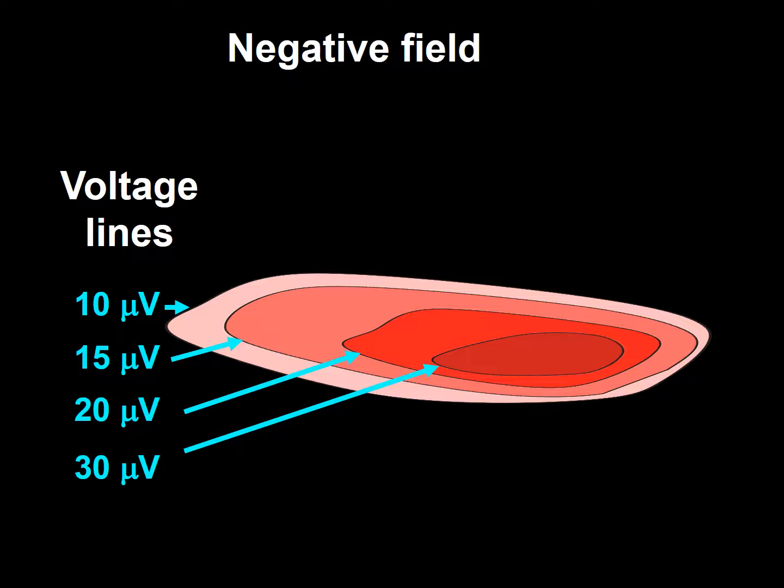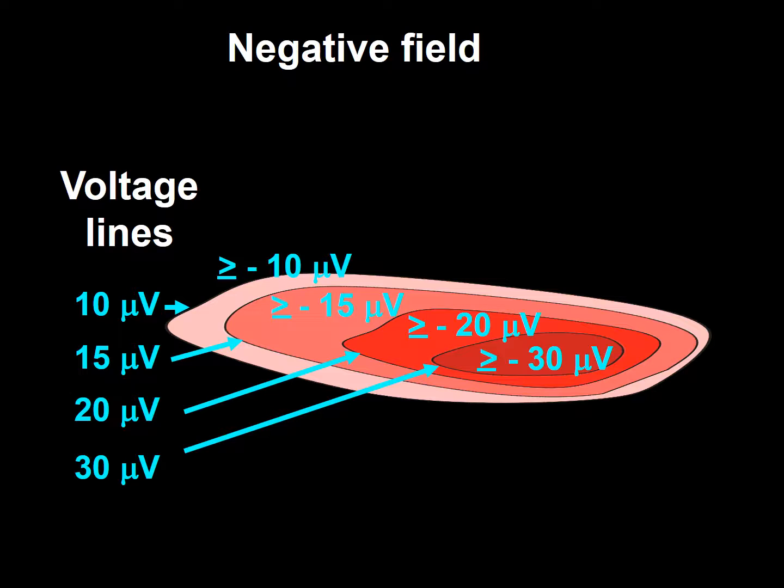The isopotential line, often called the voltage lines, indicate the limit between voltage levels. For example, the 30 microvolt line indicates that all voltage inside that line is at least 30 microvolts. The 20 microvolt line indicates that all the voltage inside of it is 20 microvolts or more, and so on at 15 and 10 voltage lines.